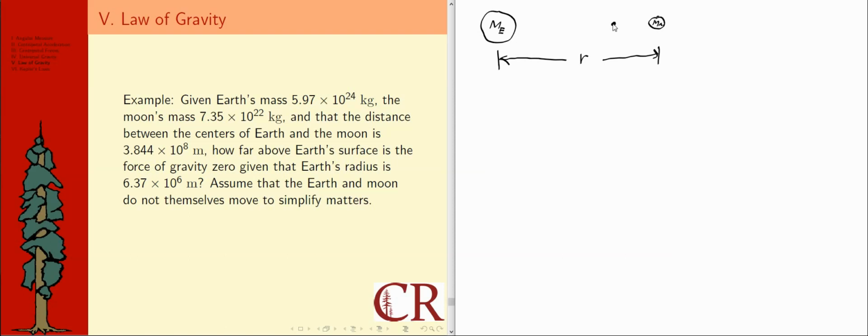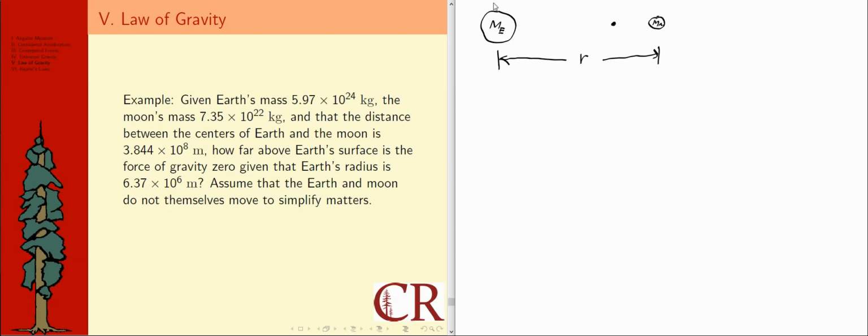Well, at any point, the Earth is pulling that object to the left in this picture, and the moon is pulling it to the right in an attractive kind of way. So we're looking for the spot where those two attractive forces exactly cancel out. That's really the goal here.